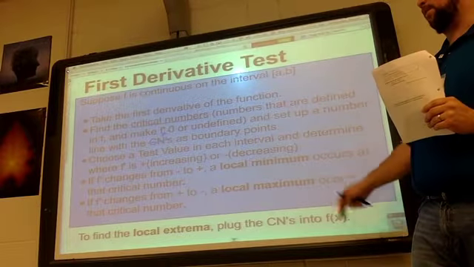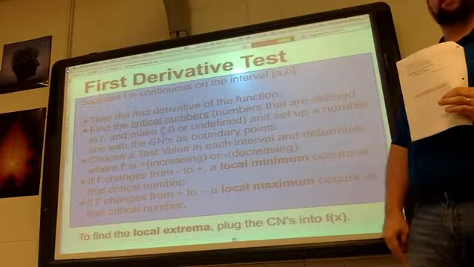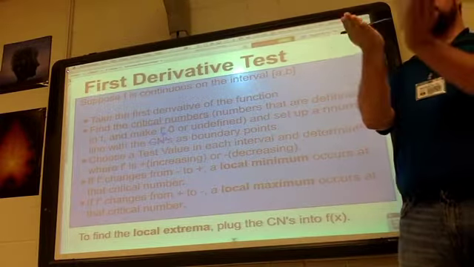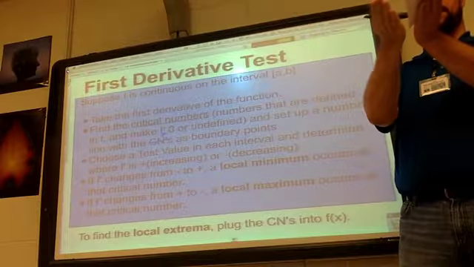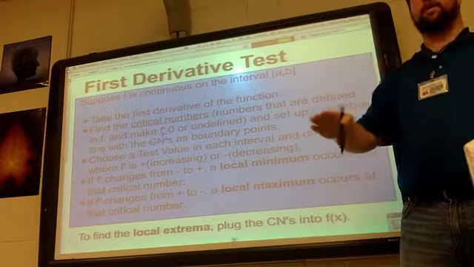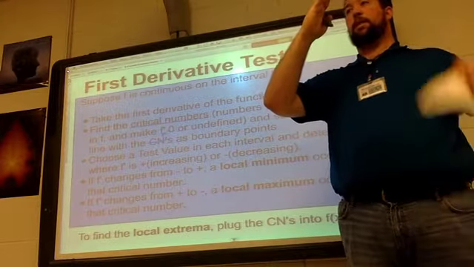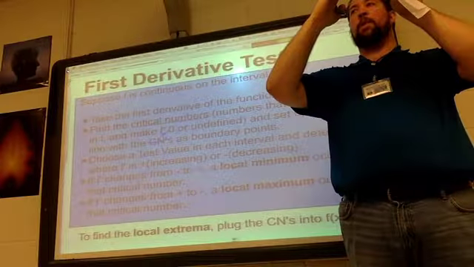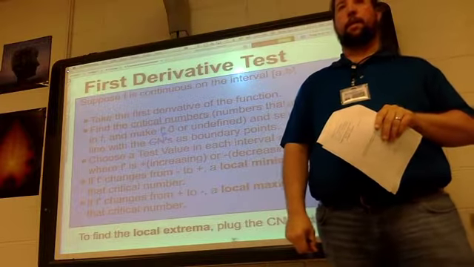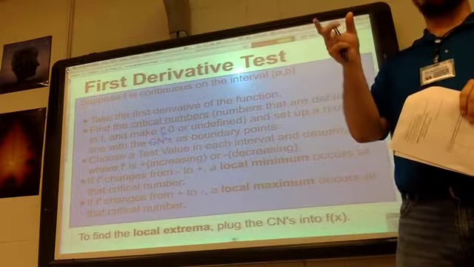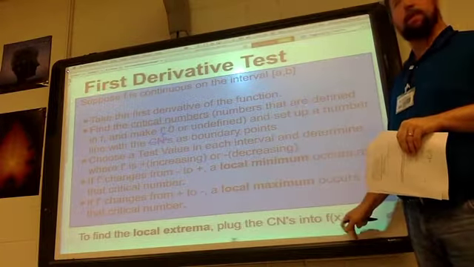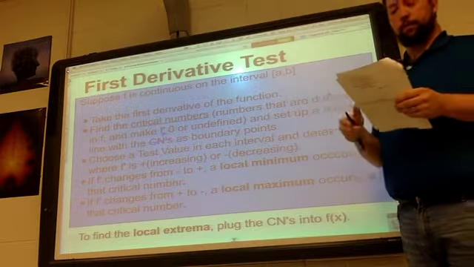And these last two parts say, if the derivative changes from negative to positive, that means it goes from decreasing to what? Increasing. Then what's going to happen at that critical number? It's going to be a minimum. And if I go from increasing to decreasing, what's going to happen at that point? It's going to be a max. That tells you where the minimums and maximums occur. To actually find what that local extrema is, you have to plug it back into the original function.